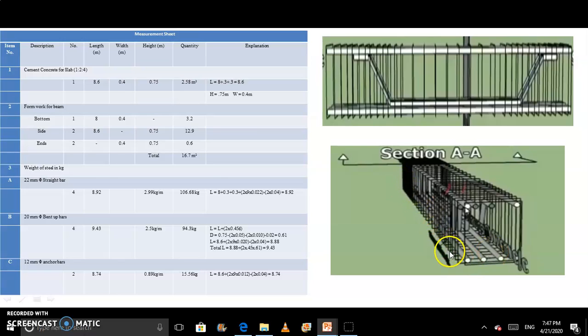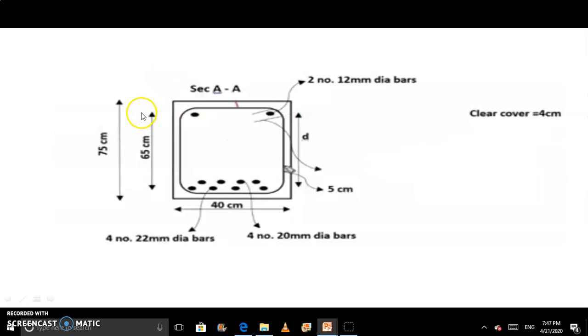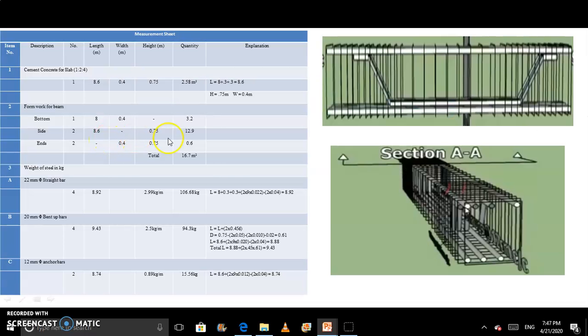So simply we have to multiply this. We get 8.6, 0.4 as a width, and height is 75 centimeters. We have given the height here also. So we convert this height into meter. So we get 0.75 meter as a height, and we multiply simply and get the quantity of concrete.